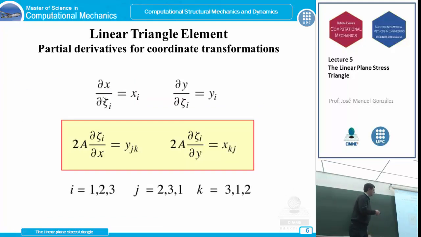So now we are able to calculate these partial derivatives, and all of them are expressed in terms of the nodal coordinates x, y, and this xj less xk, and same thing with the y. So that partial derivative depends only on the nodal coordinates of the three nodes of the triangle.